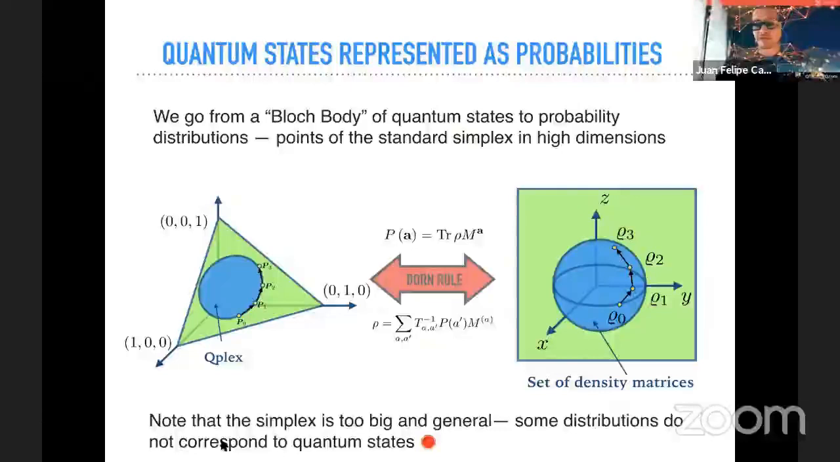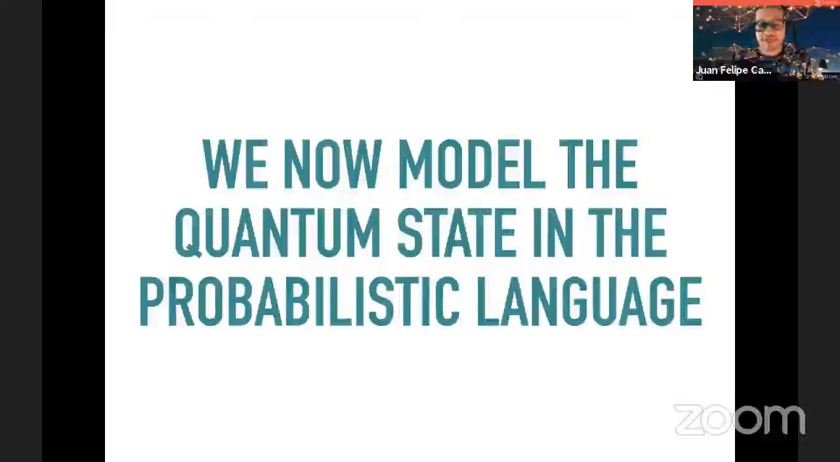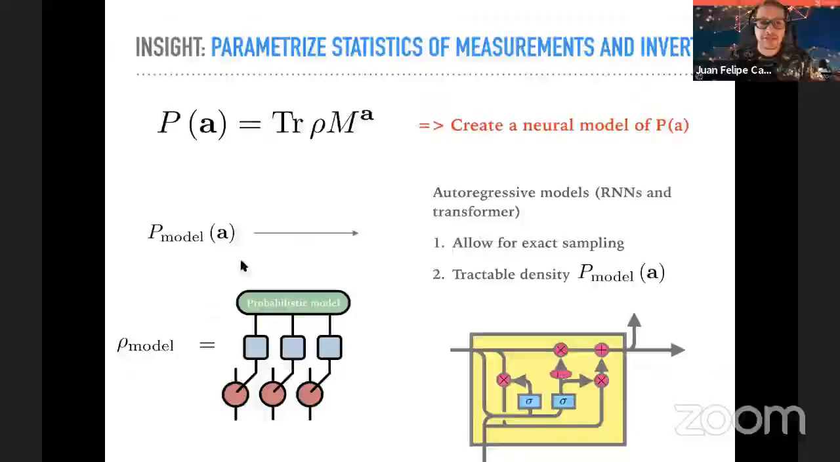So that's the picture. Can we make this representation with machine learning? That's the question. And the insight that we had was, yes, we can model this distribution of measurement outcomes with machine learning. For instance, you can take this distribution and impose some model, like RNNs as in the previous talk, or a transformer, you name it, right? We pick autoregressive models because they have special properties. They allow for exact sampling, so you don't have to rely on Markov chains to obtain samples from this distribution. And they also have a tractable density, meaning that you can compute P model for any given measurement configuration.